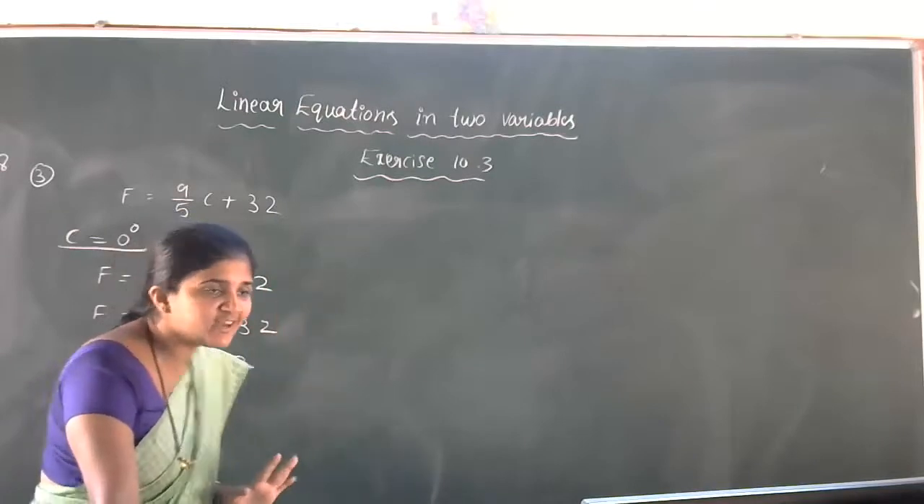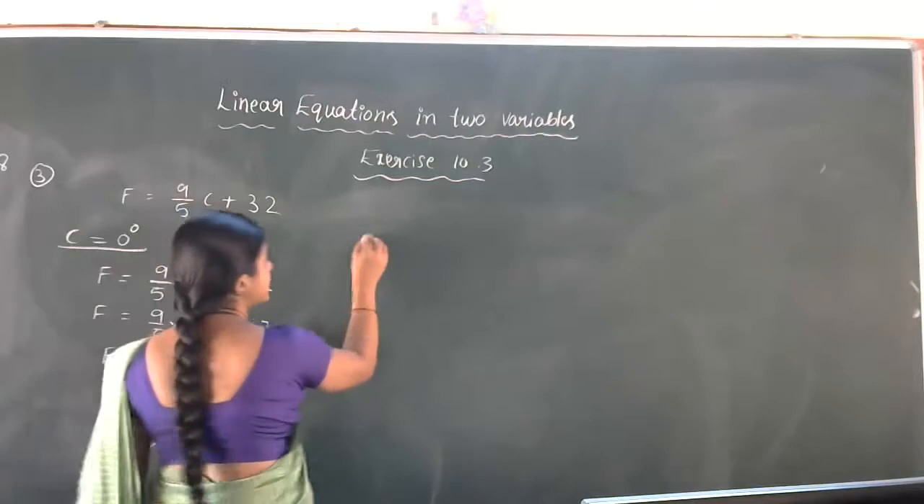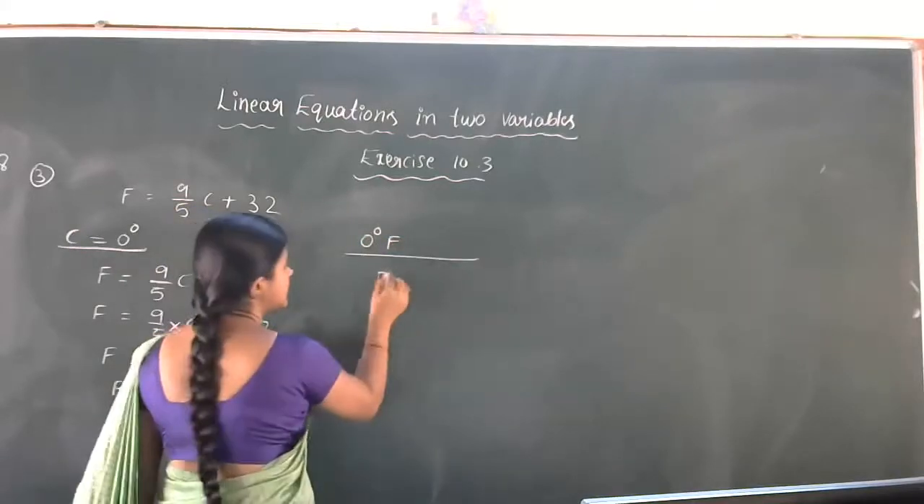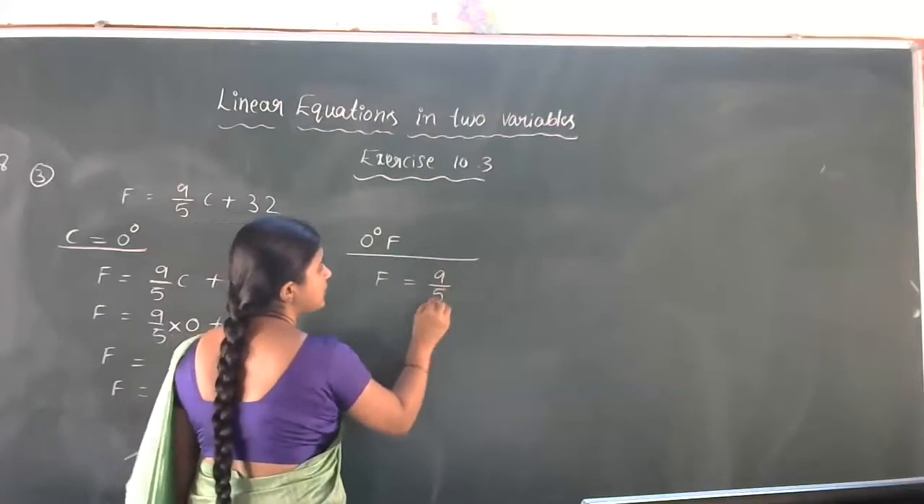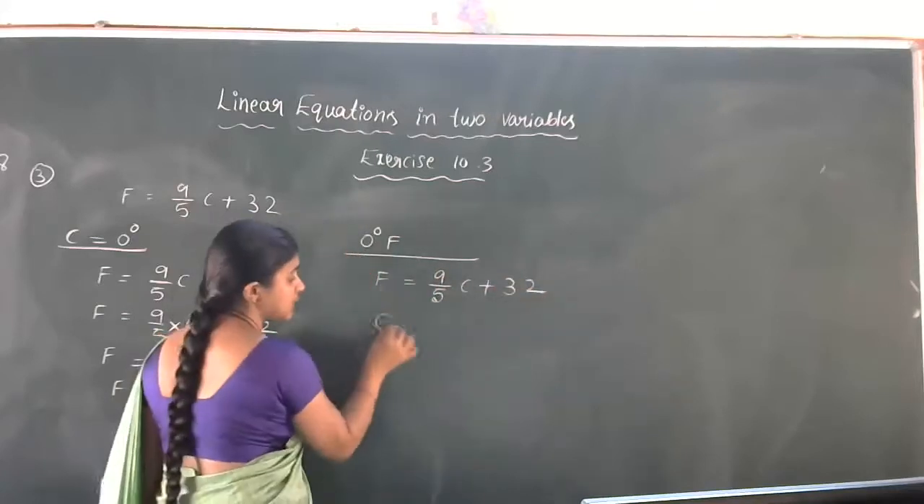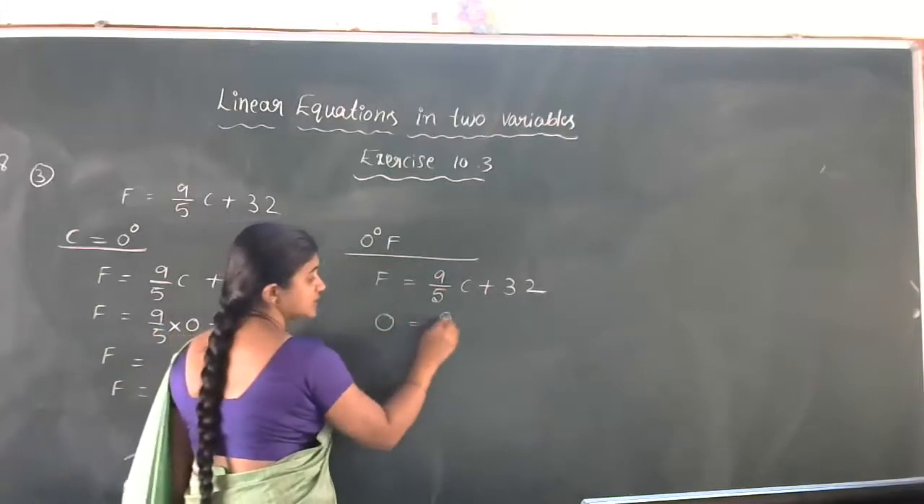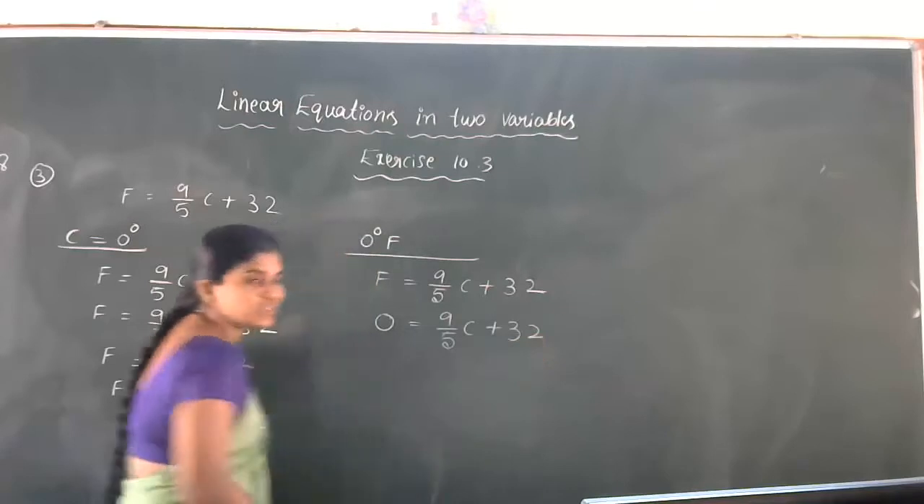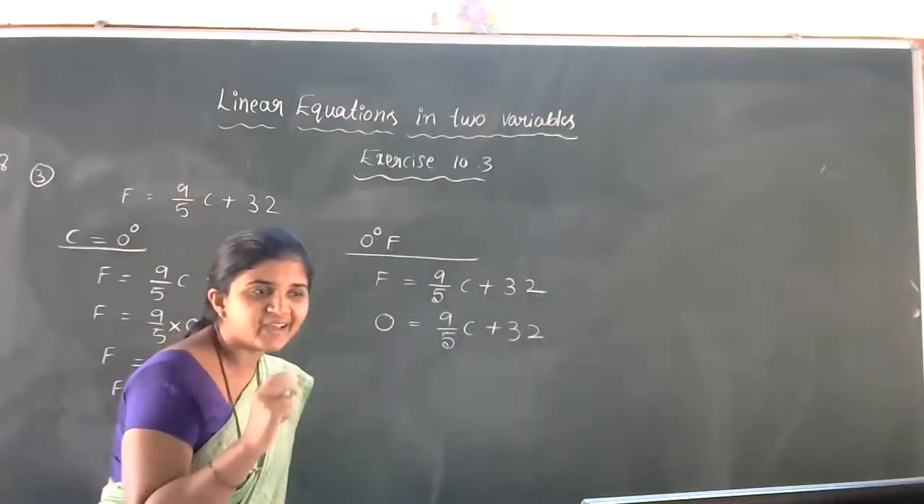Is that clear? Now we are taking 0 degree Fahrenheit. The expression is F is equal to 9 by 5 Celsius plus 32. Now F is 0, so 0 is equal to 9 by 5 Celsius plus 32. So I think you have got some idea now.